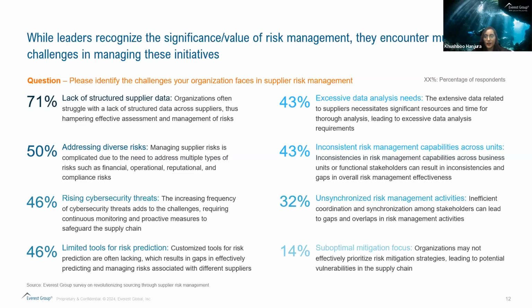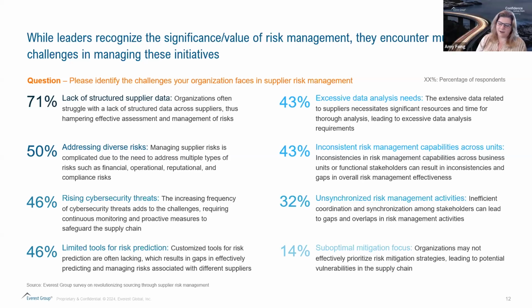Then, inconsistent risk management capabilities across units, meaning inefficient coordination and lack of synchronization among stakeholders, can create gaps and overlaps in risk management activities. And in the last, we have suboptimal mitigation focus, because some organizations are not effectively prioritizing risk mitigation strategies, which can lead to potential vulnerabilities in the supply chain.